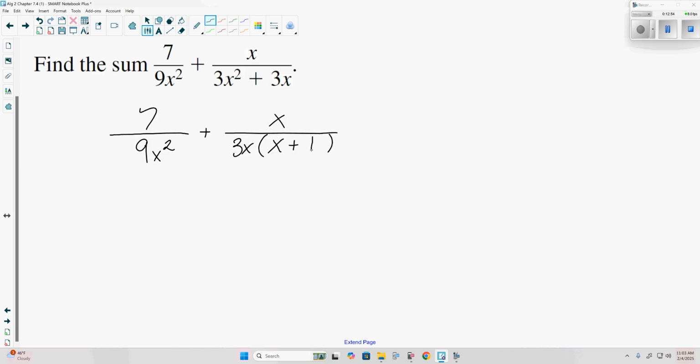Questions on this here so far? So we need to get them to be the same, yes? Because if we can get these two denominators to be the same, then we can add and subtract the numerators, or here add the numerators together. So off to the side we can say least common multiple. So we're trying to find it between 9x squared and our 3x times x plus 1.